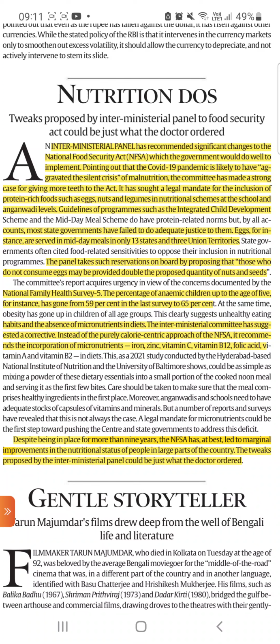The interministerial committee has suggested a corrective. Instead of the purely calorie-centric approach of the NFSA, it recommends the incorporation of micronutrients, that is iron, zinc, vitamin C, vitamin B12, folic acid, vitamin A, and B2 in diets. Despite being in place for more than 9 years, the NFSA has at best led to marginal improvement in the nutritional status of the people in a large part of the country. The tweaks proposed by the interministerial panel would be just what the doctor ordered.